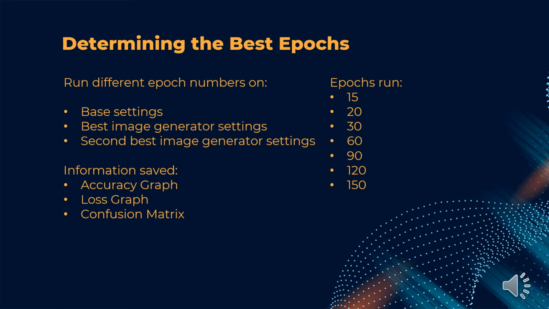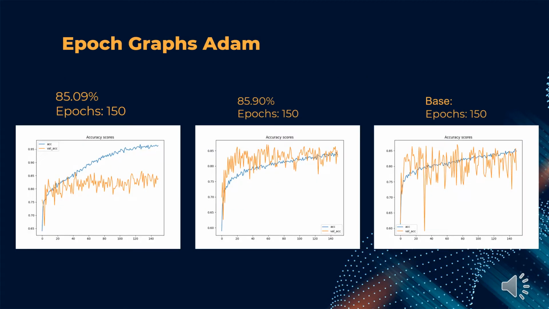Then we wanted to determine the best epochs. We ran different epoch numbers on base settings, best image generator settings, and second best image generator settings. And we found if the program was saving at the end of the training, that the best epoch range was like either 90 or 120. And listed here are 3 accuracy score graphs after 150 epochs. And as you can see, overtraining occurred on the first graph using our data variables.